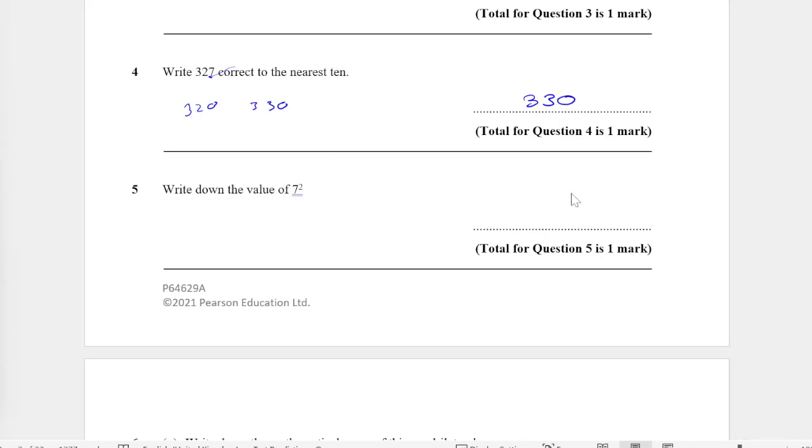Question 5, write down the value of 7 squared. Well, that means 7 times by 7, and 7 times by 7 is going to be 49.